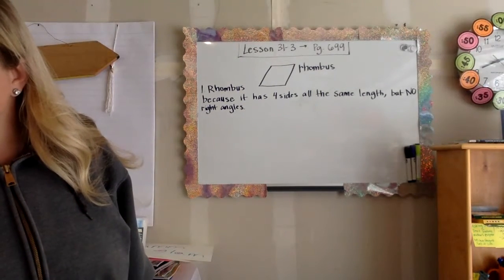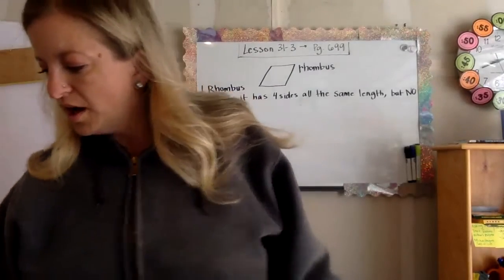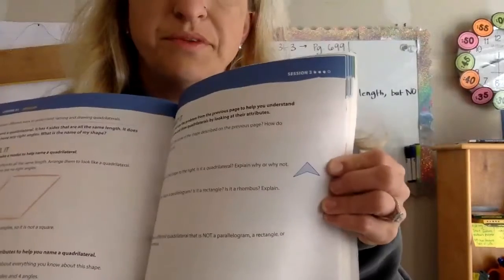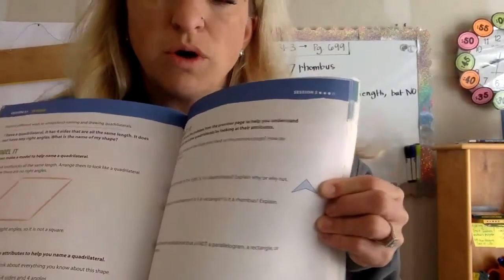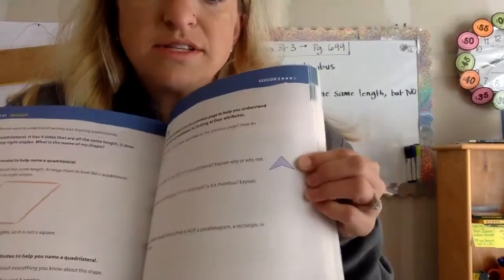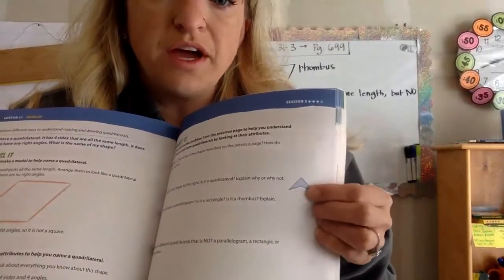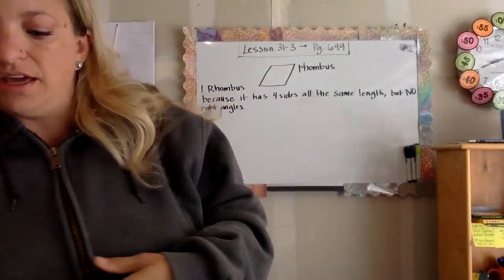Okay, number 2, look at the shape to the right. Is it a quadrilateral? Explain why or why not. So that's this shape. Is it a quadrilateral? Well, a quadrilateral has 4 sides and 4 angles. So if this shape has 4 sides and 4 angles, then it's a quadrilateral. 1, 2, 3, and 4. So yes, it is a quadrilateral.